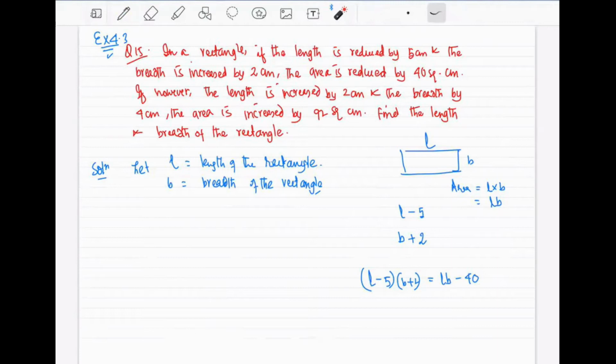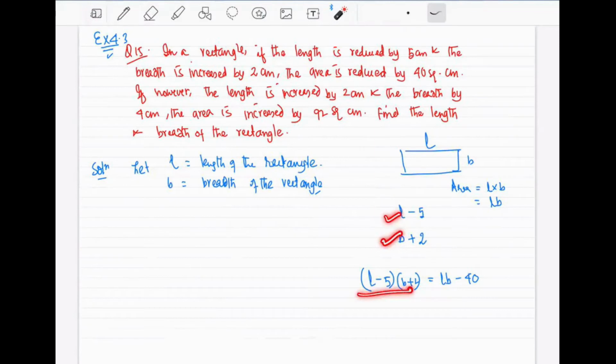Because the length is reduced, that's why I'm putting L minus 5 instead. Why am I not putting B only here? Because the breadth is increased by 2. And how do you find the area? You multiply the new length, new breadth. If I multiply them, we get the new area.